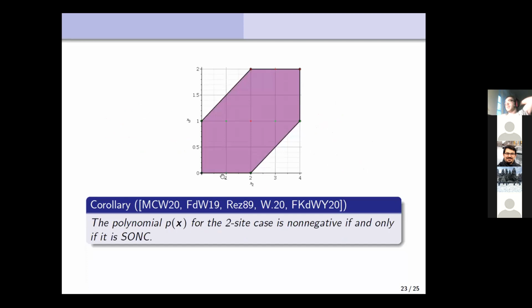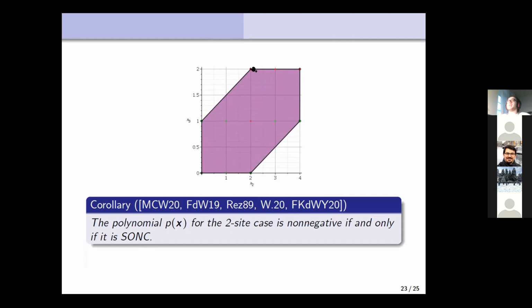And here is one corollary of this thing. Here's the same hexagon again, but now with proper numbers and everything. This is the real picture of this hexagonal face. So the thing in here for the two-site phosphorylation is that the polynomial p(x) is non-negative if and only if it is SONC. This doesn't always happen. This is a rare case.